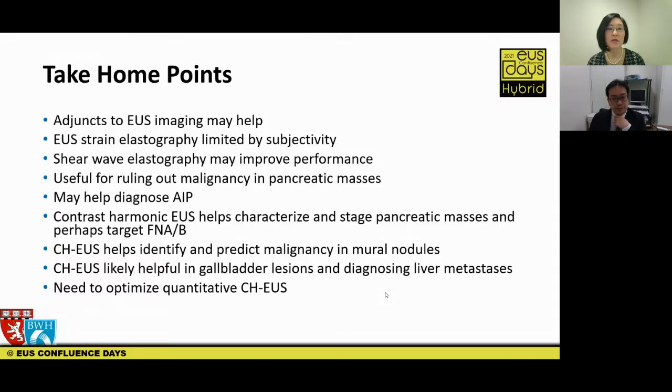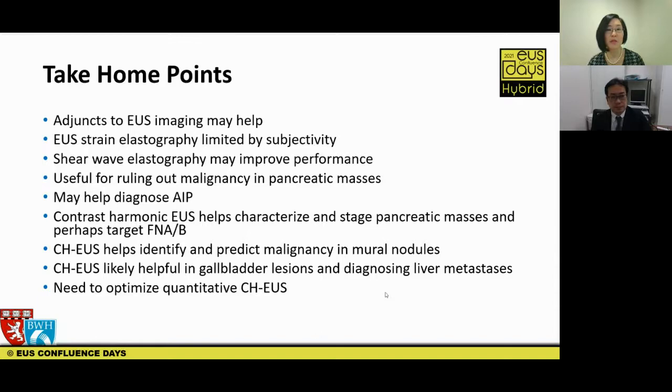Strain elastography is limited by subjectivity. Shear wave elastography may improve performance, although a recent paper suggested not, but we need further studies. It certainly appears useful for ruling out malignancy in pancreatic masses and may help diagnose AIP.